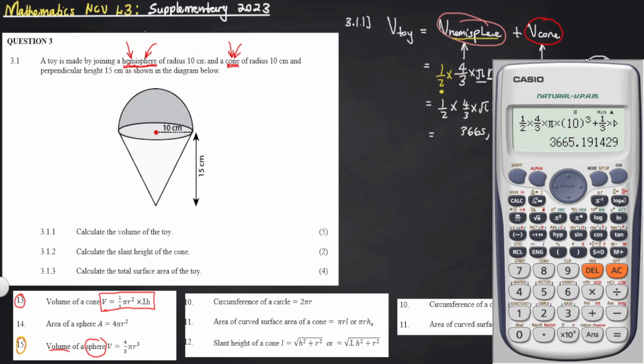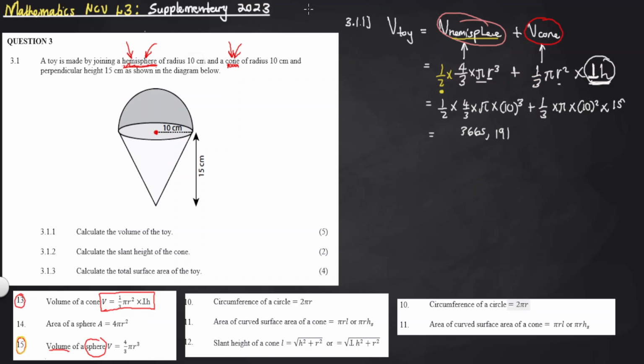Let me hide the calculator again. Oh, my units: it's going to be centimeters cubed. So you see what we did now. We actually don't have a formula on our formula sheet that allows us to calculate the volume of this entire shape. So the approach is to calculate the volume in parts: the hemisphere volume and the cone volume are calculated separately, then you add them up at the end.